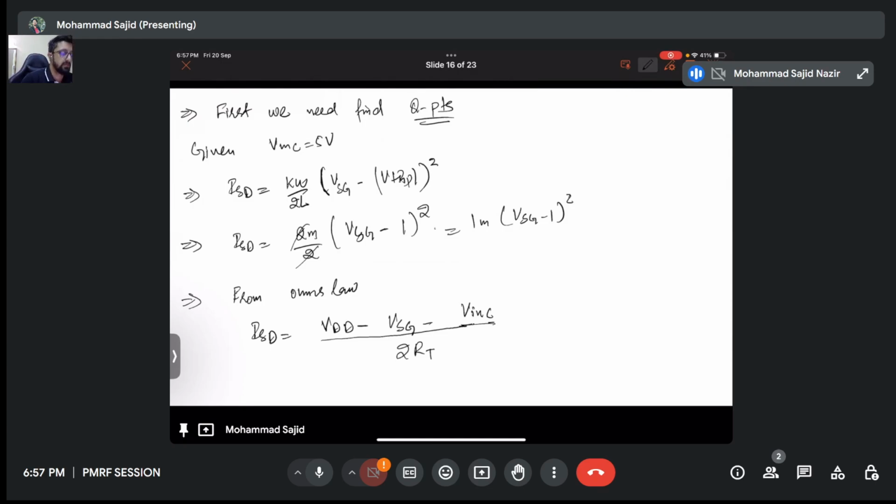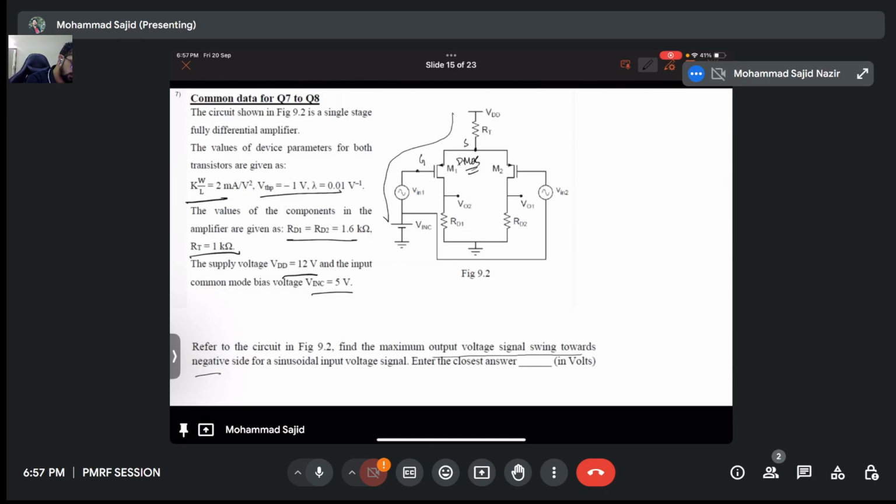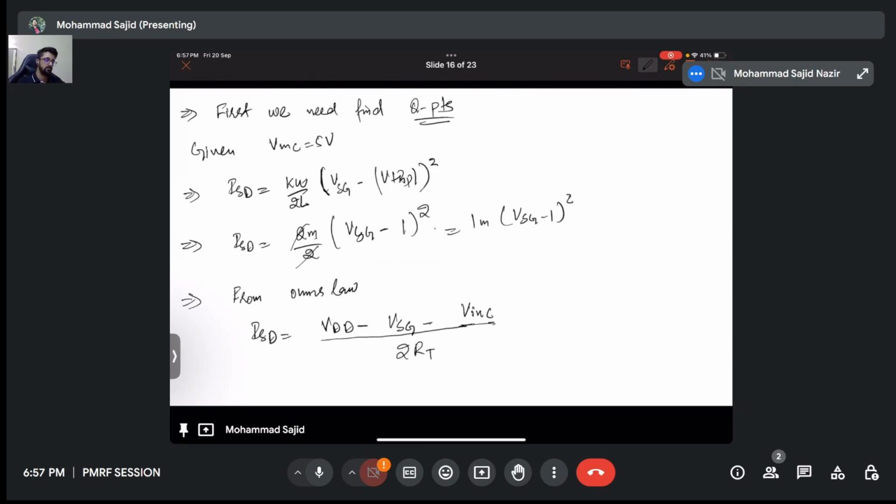This is the total resistance for this. We are writing the KVL in this direction. See here, this is the voltage drop of VDD, then we have VSG, and then we have VINC here, and it is divided by 10. Now we need to equate the equations, so we get VDD minus VSG minus VINC, divided by RP, equal to 1 milli times VSG minus 1 whole square.